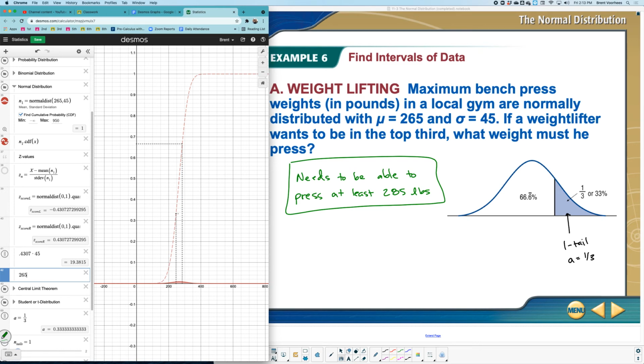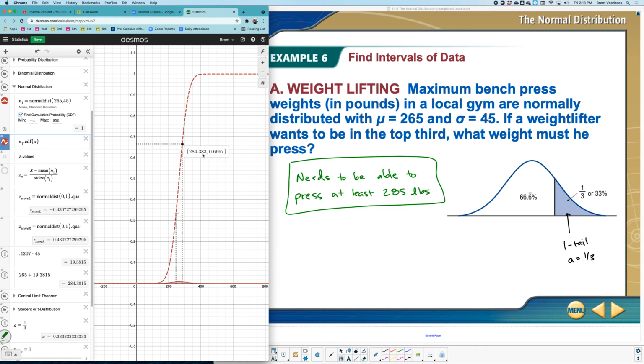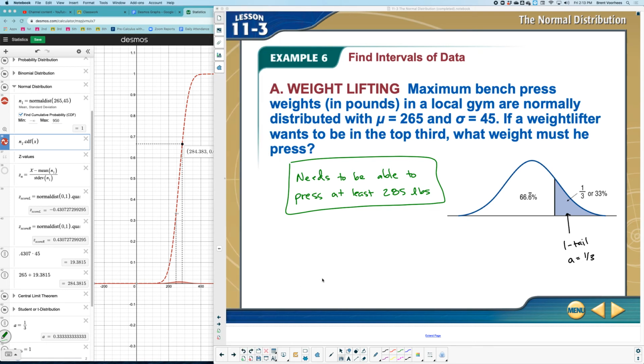So the mean plus that 19.3815 gives us 284.382. Look how close we are there. You can see that's another way of getting the same value. All right, let's try part B here. Part B.